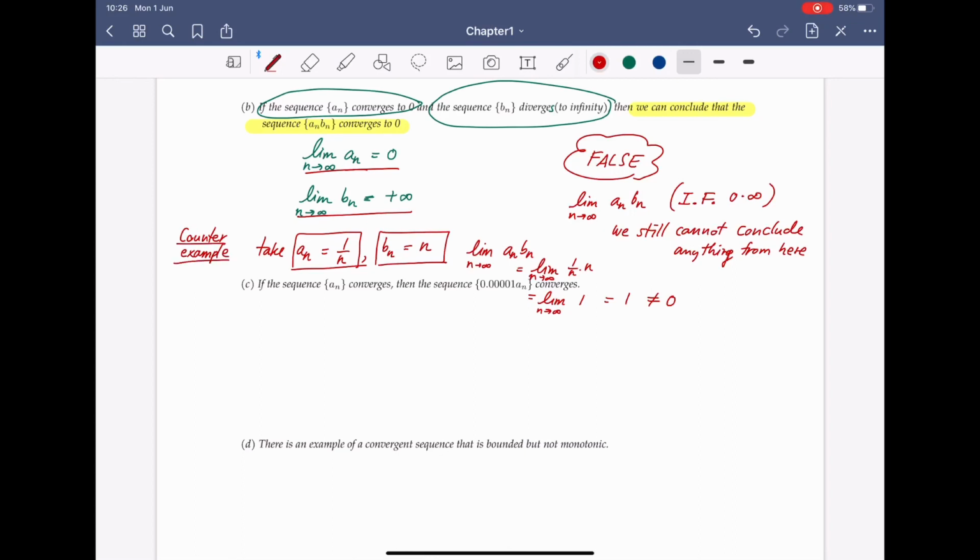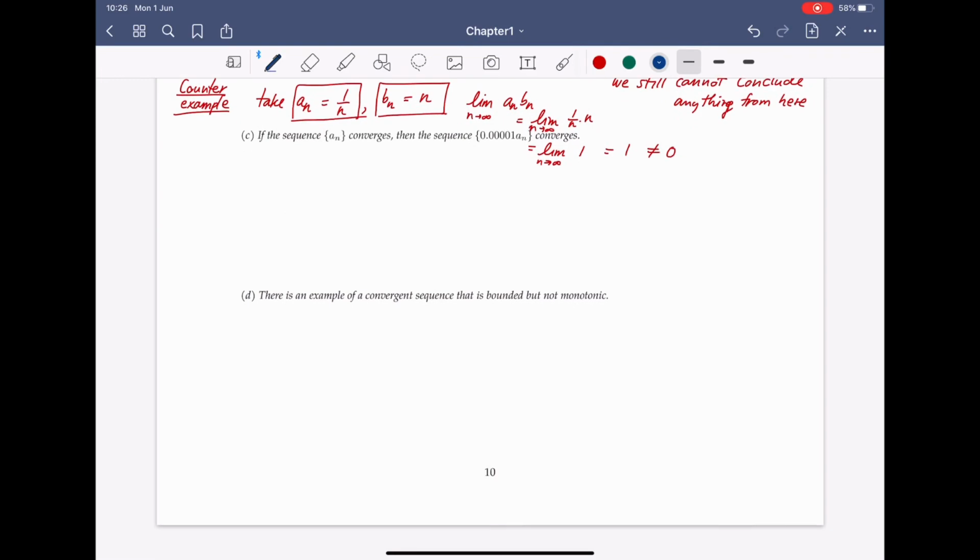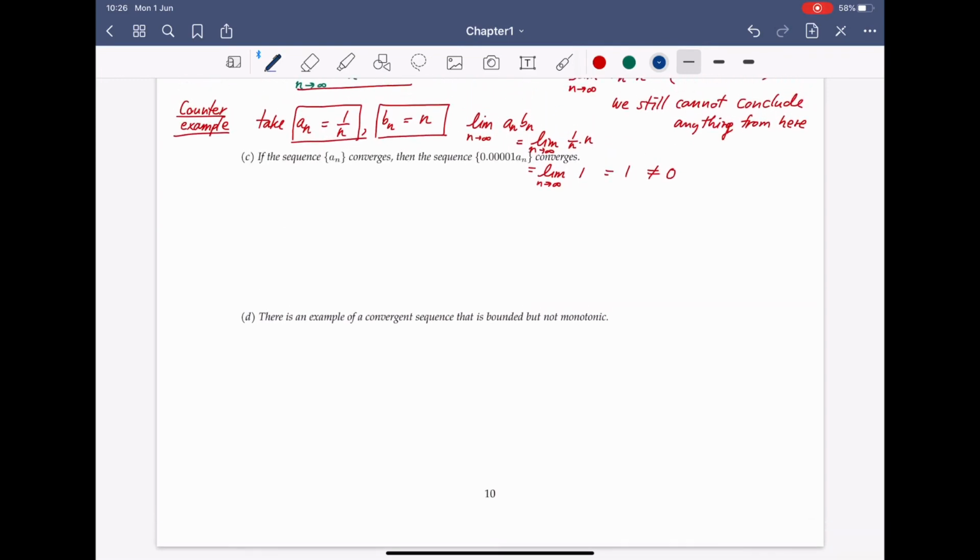All right, let's move to part C. If the sequence an converges, then can we conclude that the sequence 0.00001 an converges? So here, if you know that the limit of an when n goes to infinity converges, let's say the limit is L, then can we say that the limit of 0.00001 an exists as well? So the answer is yes, right?